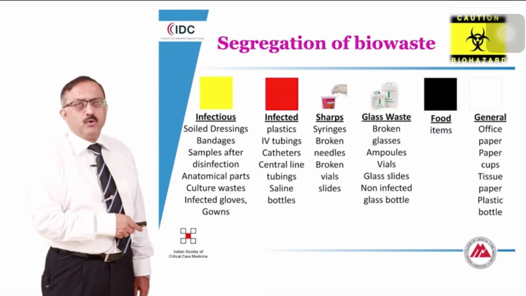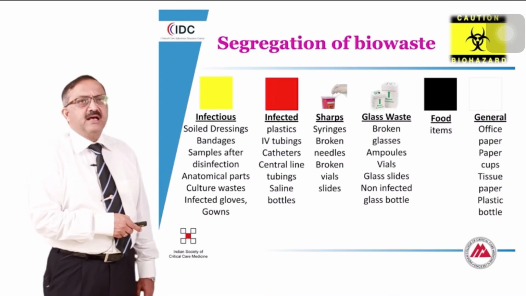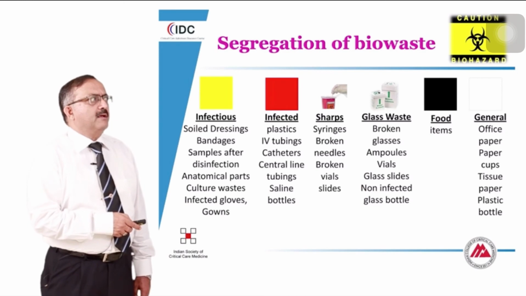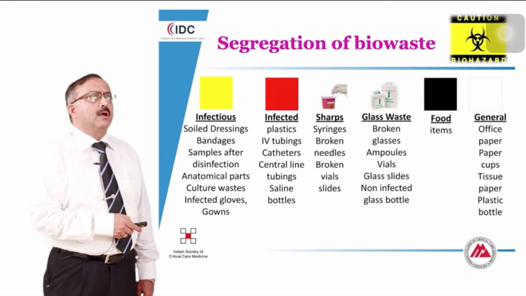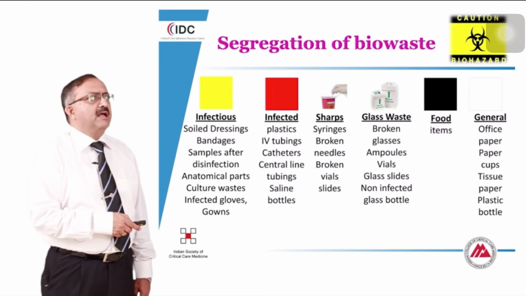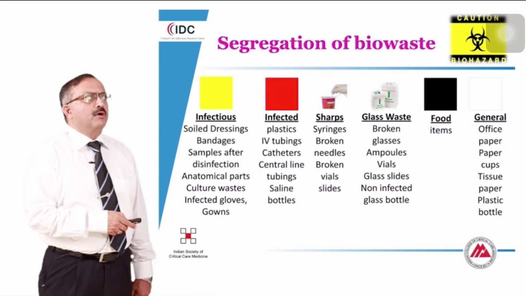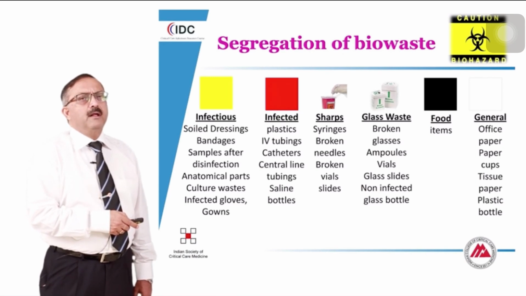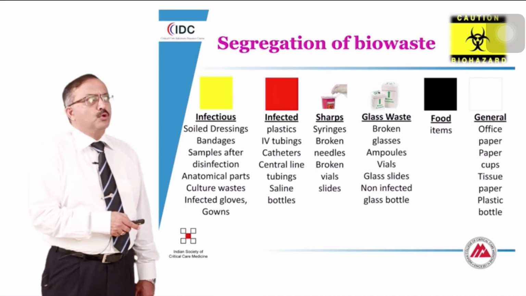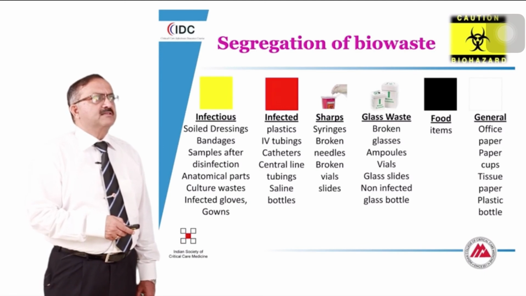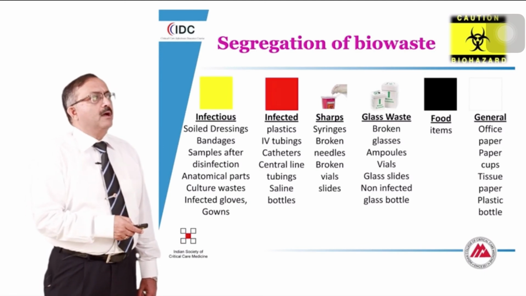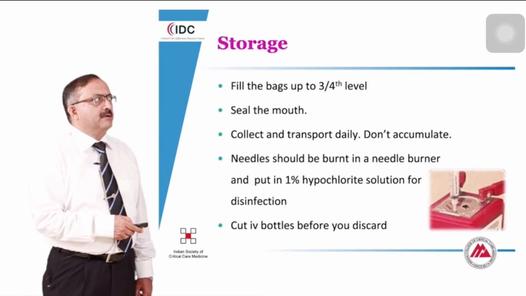We are concerned more with soil dressings, bandages and samples after disinfection. Plastic waste is also considered infected waste, along with catheters, central lines, tubings and saline bottles to be discarded in that. Sharps have to be cut with a needle cutter, and then broken vials and all to be put in a leak proof container to be disposed separately.